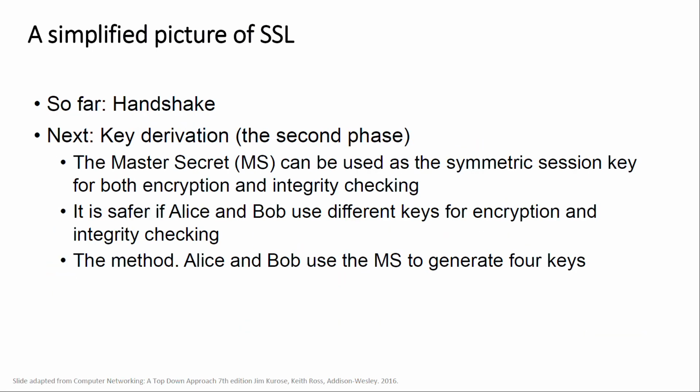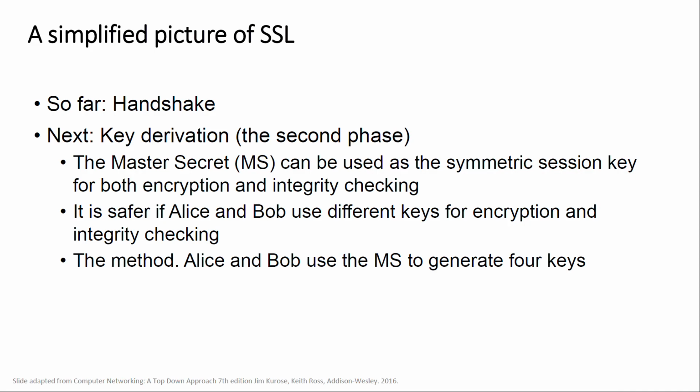So far we performed the handshake, and we also transferred the master secret key. Next step is key derivation. This is the second phase. The master secret MS can be used as the symmetric session key for both encryption and integrity checking. It is safer if Alice and Bob use different keys for encryption and integrity checking.